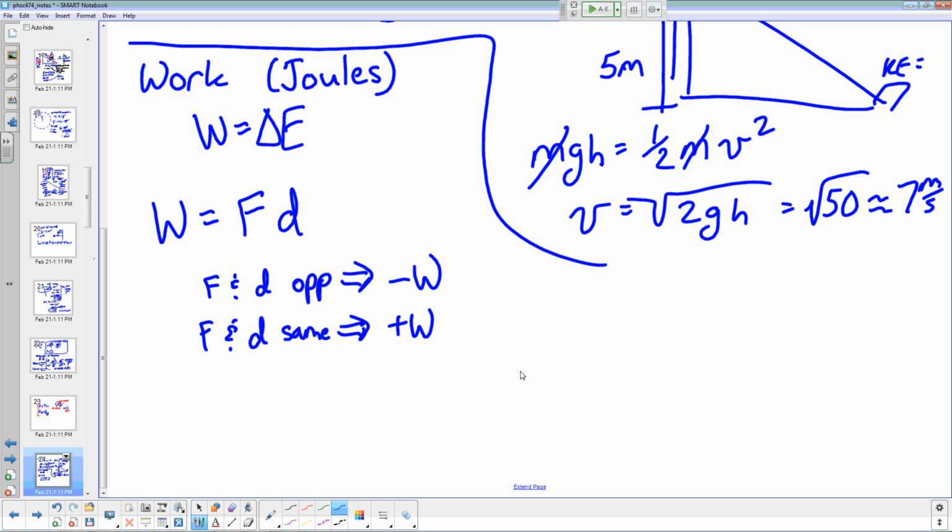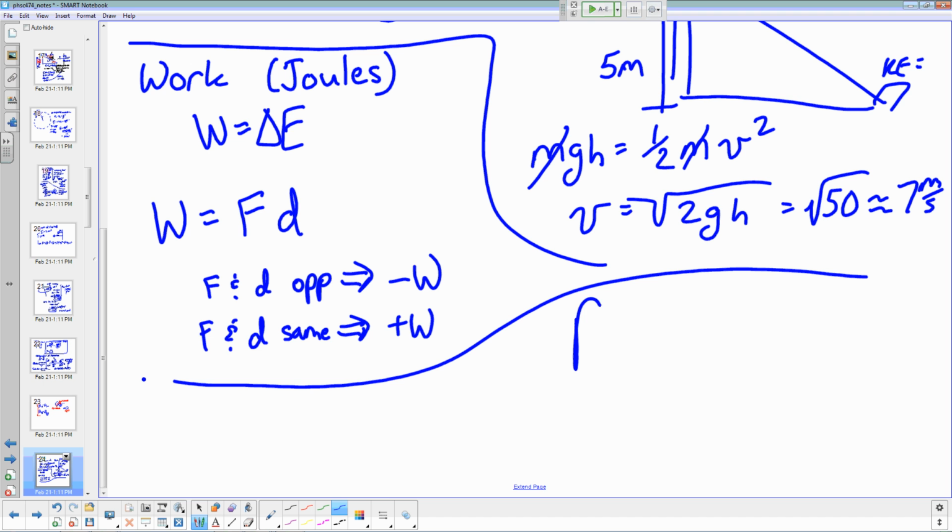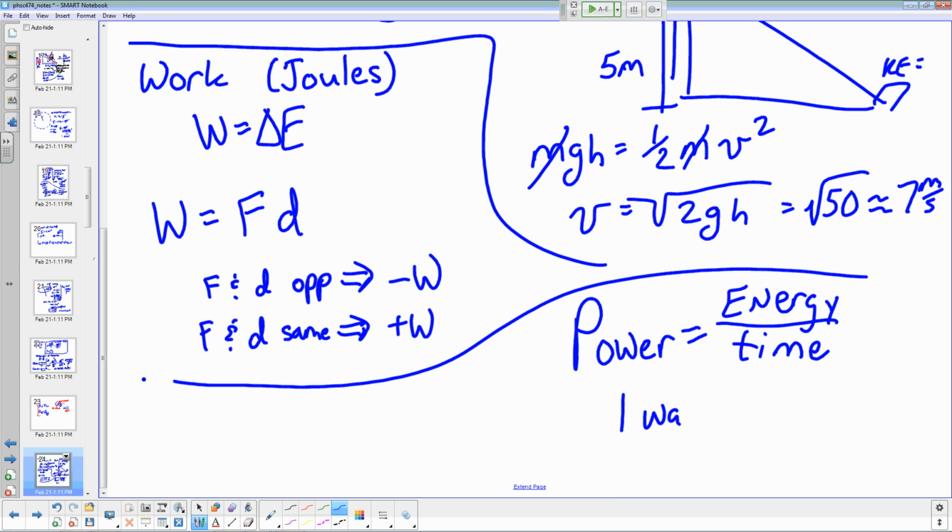And one last thing, and that is power, which is just definitions here. Power is equal to energy over time. It just tells you how quickly you use up energy or how quickly you gain energy. It's measured in watts. 1 watt is equal to 1 joule per second.